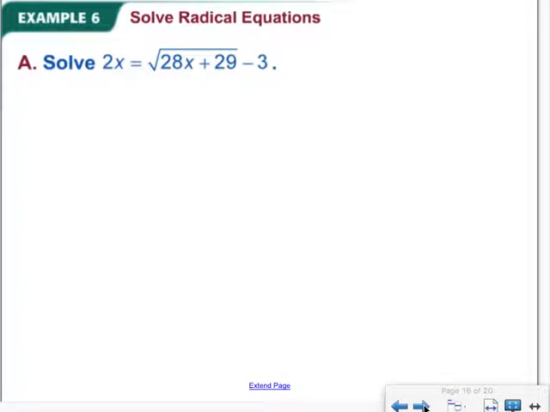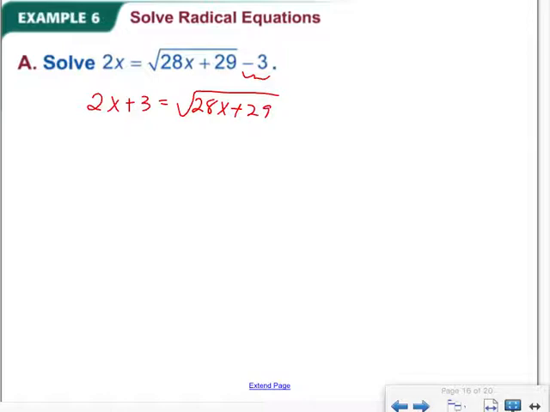So here we want to solve for the x value that would make this true. Now, if you have a radical in the equation that contains one of your x's, the first thing you want to do is get that radical completely by itself. So the problem here is this 3. Let's move that 3 to the other side of the equation by adding 3 to the other side. So I know that 2x plus 3 equals the square root of 28x plus 29.